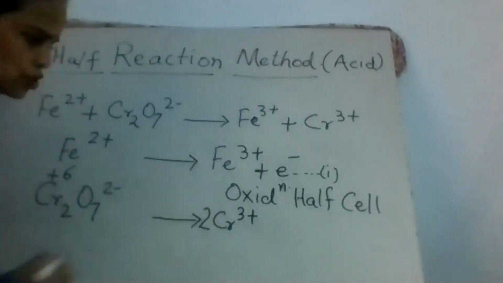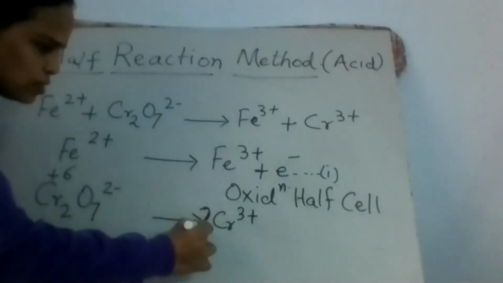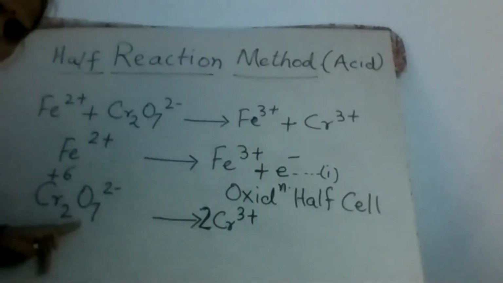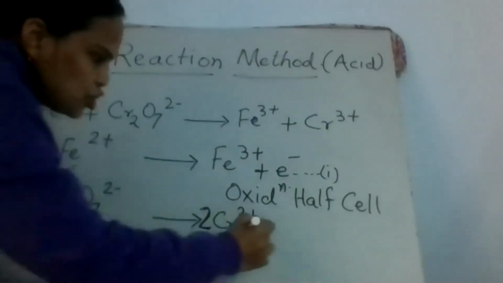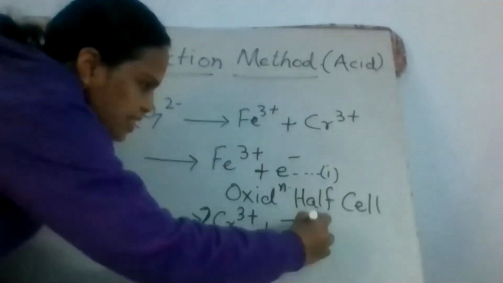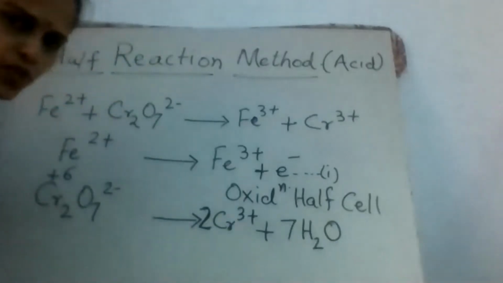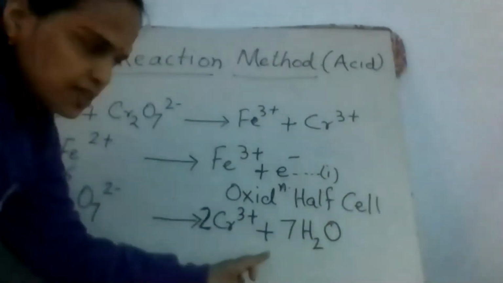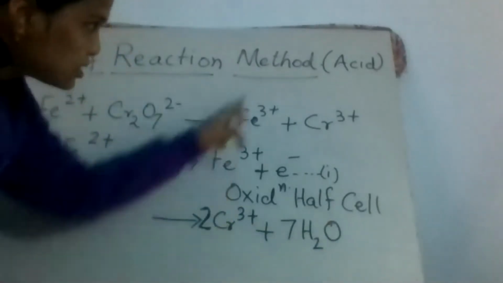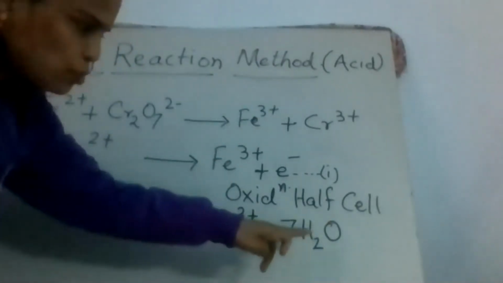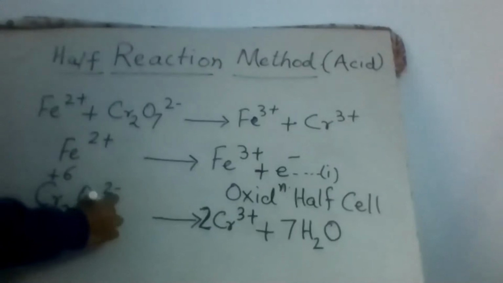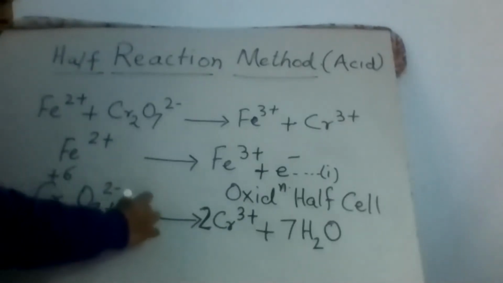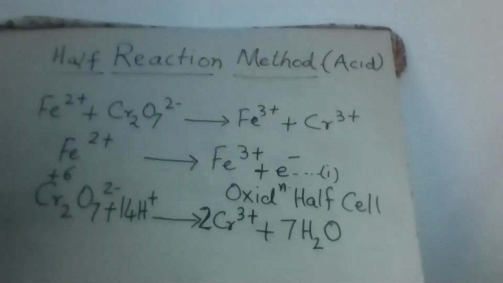Balance the number of chromium atoms on both the sides. So I'll put 2 on the right hand side, 2Cr3+. Then I'll balance the oxygen atoms. To balance the oxygen atoms, I'll add 7H2O on the right hand side. Then I need to balance H plus. Since this is in acid medium, I'll add 14H plus on the left hand side.